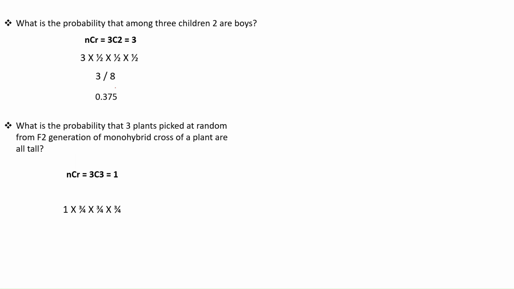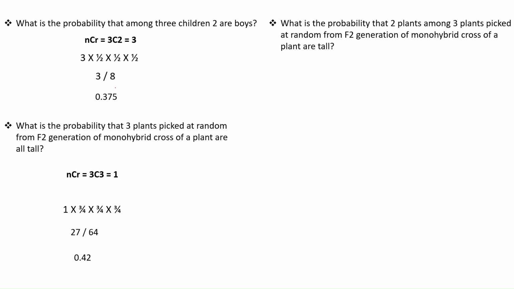Now into 3 are tall. What is the probability of coming tall? That is 3 by 4. We already saw in last slide that it is 3 by 4. So 1 into 3 by 4 into 3 by 4 into 3 by 4, because total number of events is 3 and in all the events we want tall. The probability of coming tall is 3 by 4. Therefore 1 into 3 by 4 cubed, that is 27 by 64, and that is 0.42.